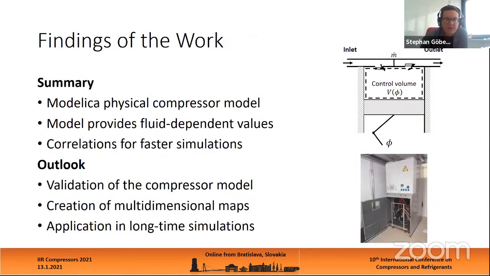To sum up my work now, we saw that it's also possible to implement physical models in Modelica, in this case for a reciprocating compressor. The model provides reliable data and fluid-dependent values. We also added some correlations for faster simulations that can in future be used for long-time simulations. And the model is not completely validated, but we will do so in future.